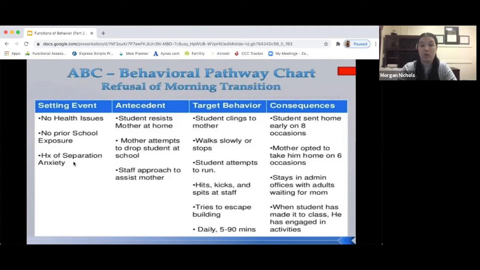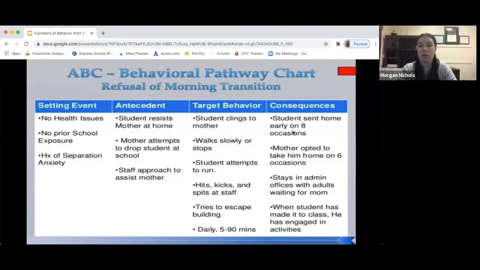So we know, or mom knows in this situation, that every time she's tried to drop him off at grandma's house, he cries. Every time he's been dropped off at a daycare, he's hit, kicked, he's tried to run out of the building, that kind of stuff. And it's because he has separation anxiety. So these setting events set up this behavior to happen, right?